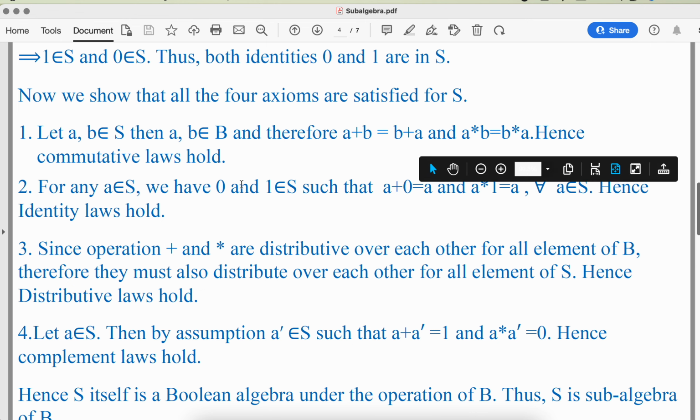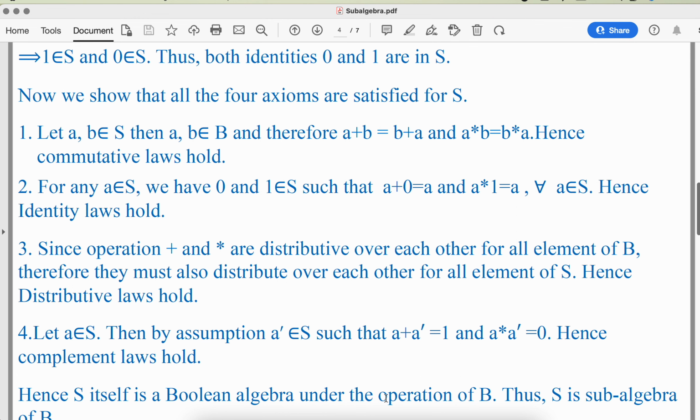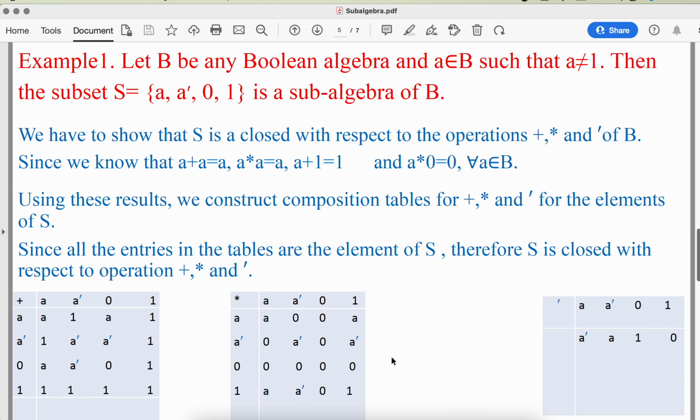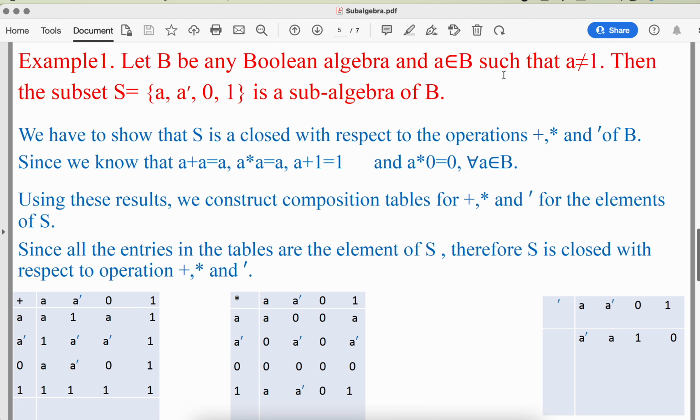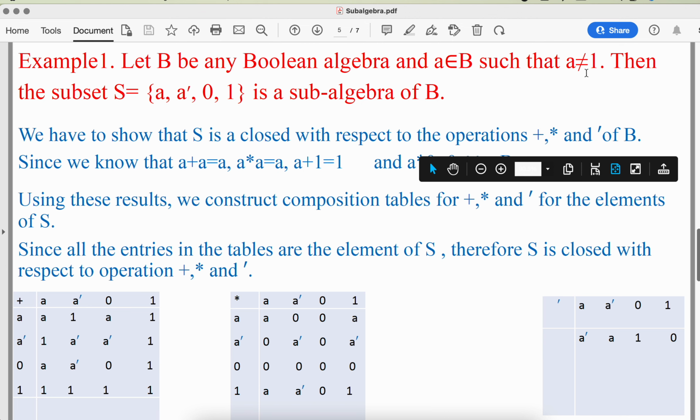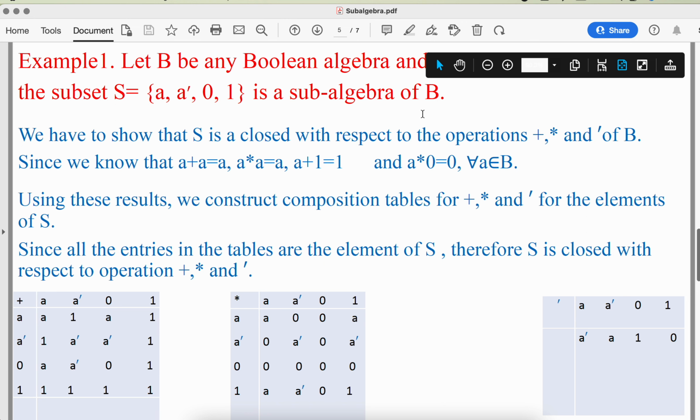And all the four axioms are satisfied, as S itself is a Boolean algebra under the operations of B. Thus, S is a subalgebra, or we also call it a Boolean subalgebra. Now, one example. Let B be any Boolean algebra and A belong to B, such that A is not equal to 1. Then the subset, which consists of A dash, 0 and 1, is a subalgebra of B.